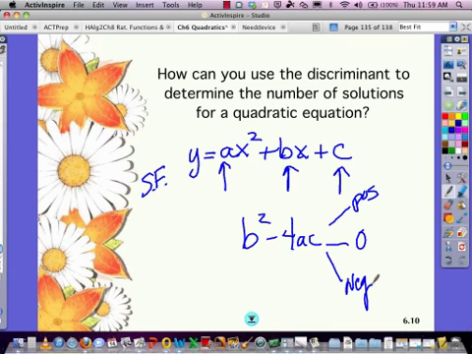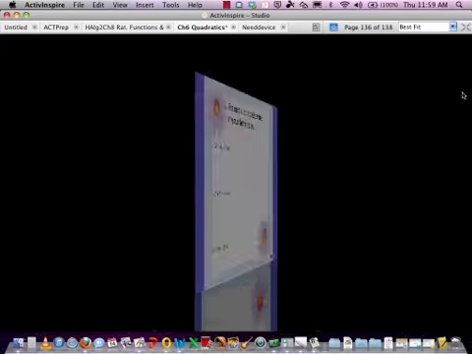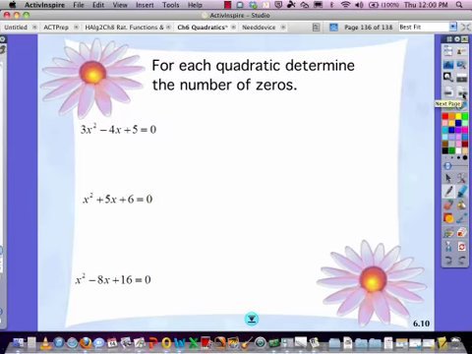So with that, we should be able to try a few. Here's a whole quadratic ready to go. I can see I have an A value of 3, a B value of negative 4, and a C value of 5. So if we use the discriminant only, B squared would be 16 minus 4 times A, which is 3, times C, which is 5.